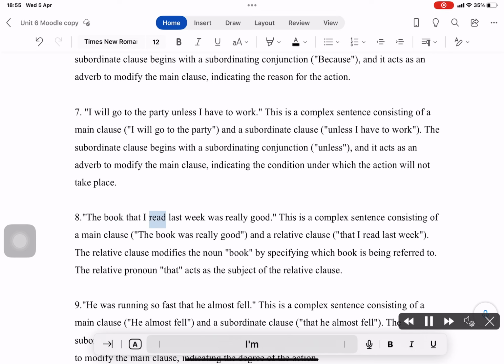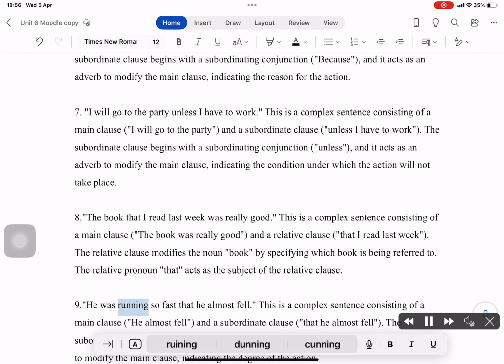The book that I read last week was really good. This is a complex sentence consisting of a main clause, the book was really good, and a relative clause, that I read last week. The relative clause modifies the noun book by specifying which book is being referred to. The relative pronoun that acts as the subject of the relative clause.